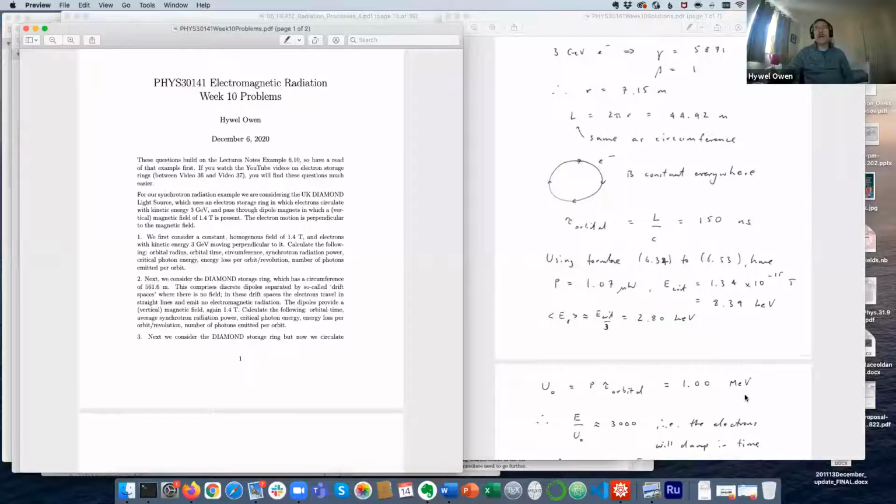It's about 1 MeV. And of course, as we decrease the electron stored energy, imagine we have 1 GeV electrons instead of 3 GeV electrons, the energy loss per turn would be much, much lower.